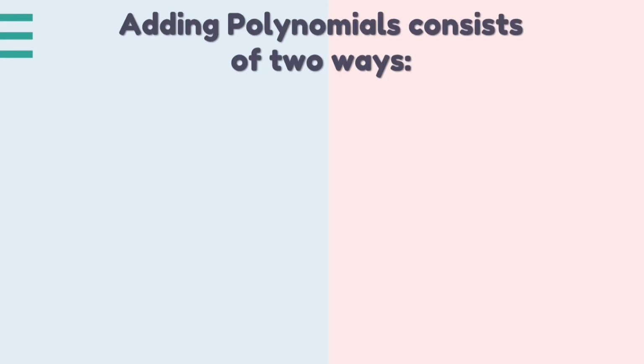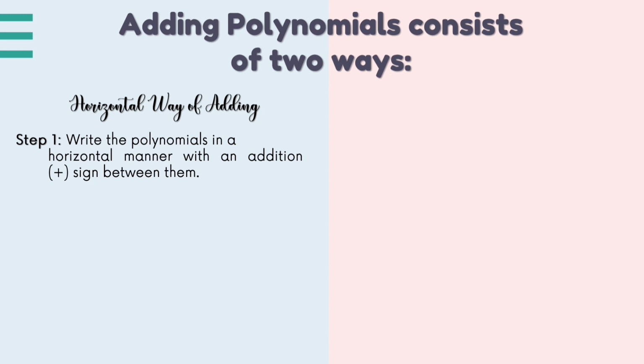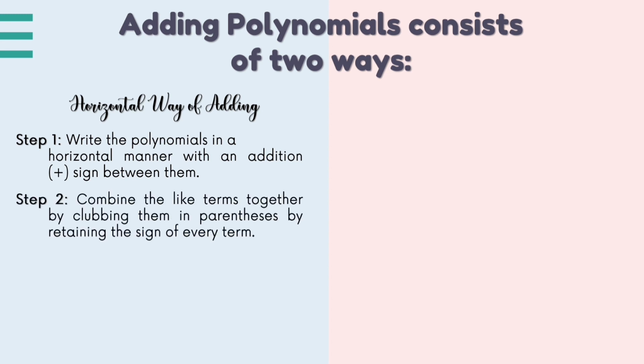The first way is the horizontal way of adding. In the horizontal way of adding, we have 3 steps to follow. The first step is write the polynomials in a horizontal manner with an addition sign between them. The second step is combine the like terms together by clubbing them in parentheses by retaining the sign of every term. The third step is perform the calculations.